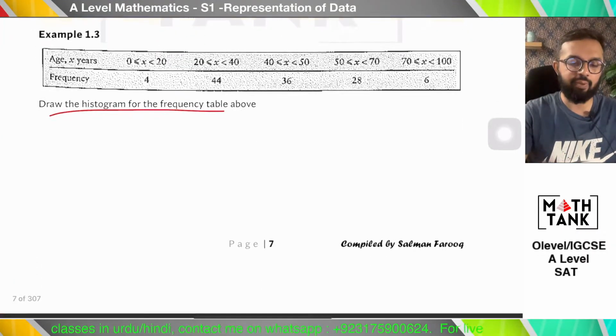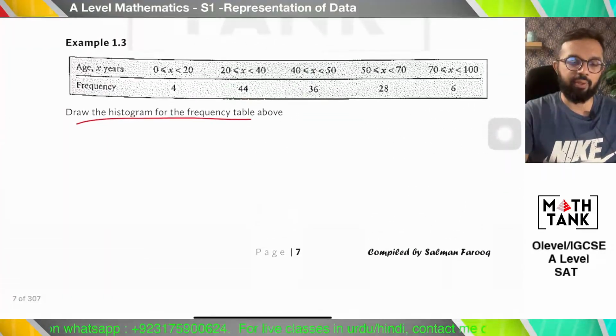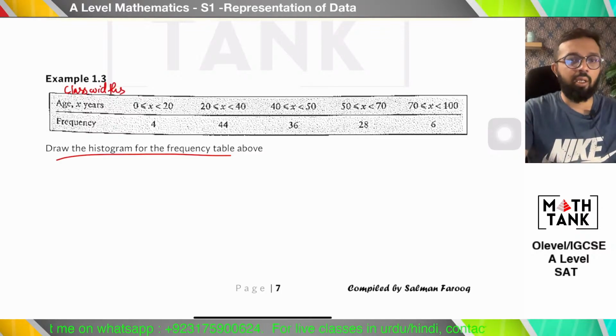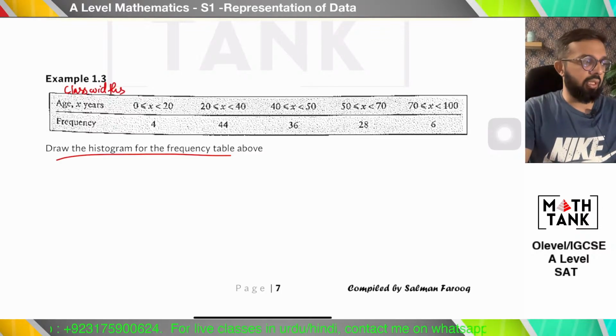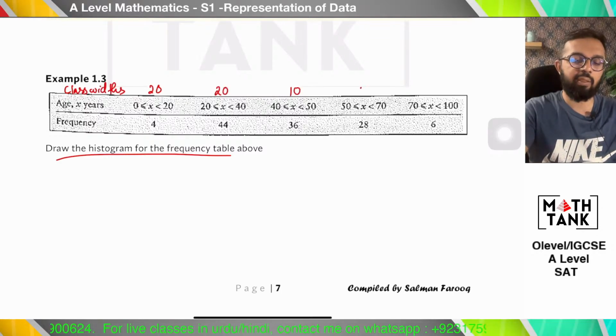This is: draw the histogram for the frequency table above. I will be given a grid space like this, so I will have to draw the histogram here. What I will do is first calculate the class widths. Class widths are upper boundaries minus lower boundaries. So 20 minus 0 gives me 20, 40 minus 20 gives me 20, 50 minus 40 gives me 10, 70 minus 50 gives me 20, 100 minus 70 gives me 30.